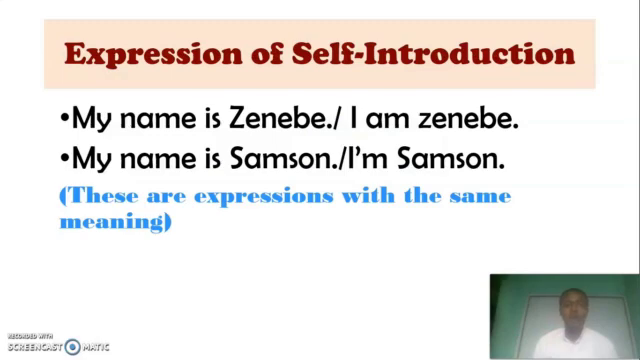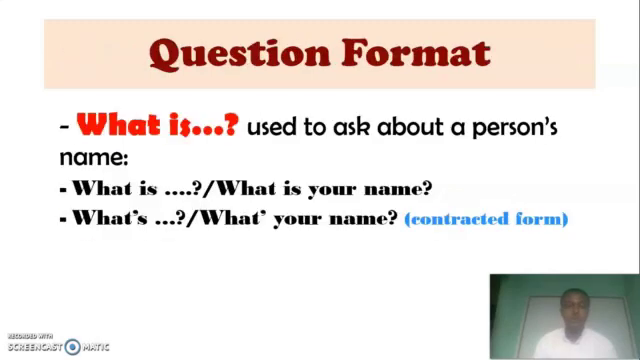Let's continue. Here we are going to talk about expressions used for self-introduction, and these expressions have the same meaning. You can choose one of them, and you can use them interchangeably. My name is Zanaba. I am Zanaba. Similar, almost. My name is Samson. I'm Samson. So these two are mostly used when you are in a situation where you are asked to introduce yourself to someone.